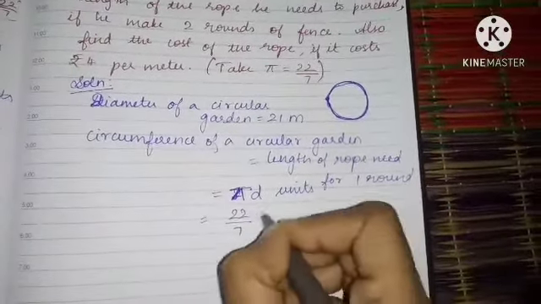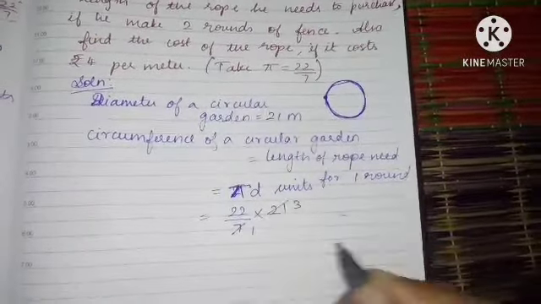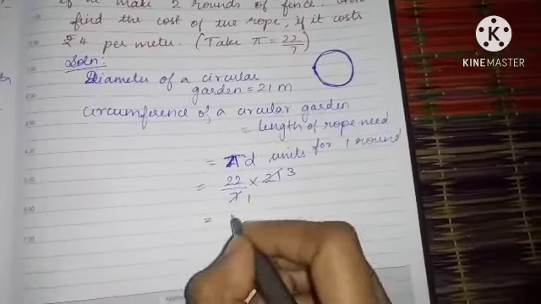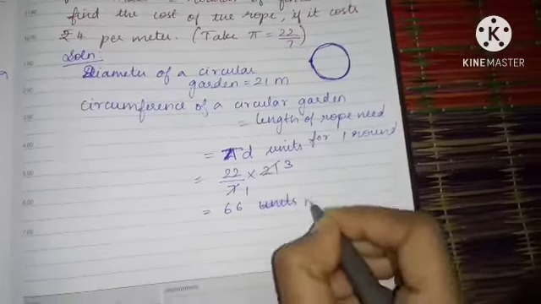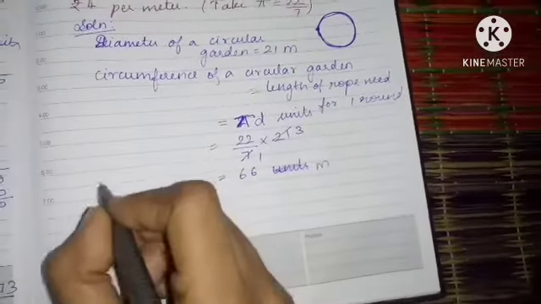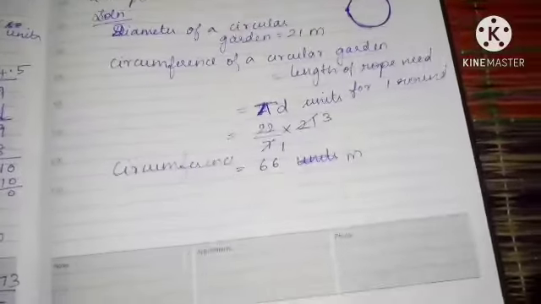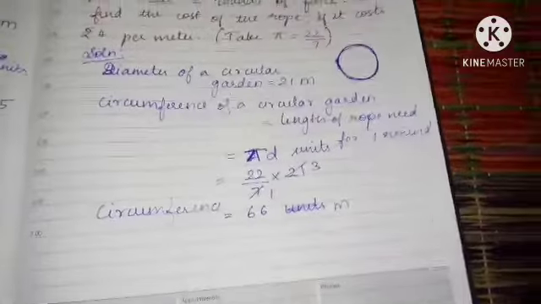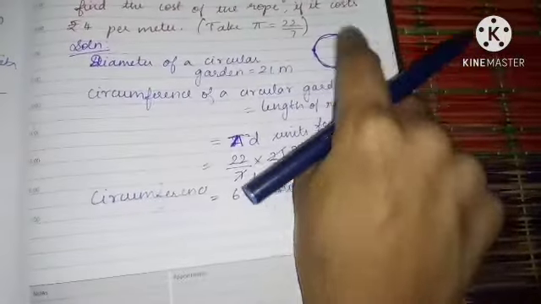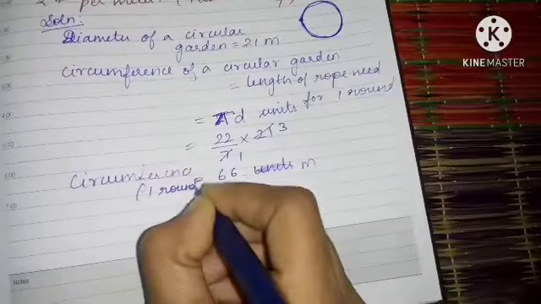Okay, pi, what value they ask us to take? 22 by 7 into diameter, what is the value? 21. 7 ones are 7, 7 threes are 21. 22 into 3 is what? 66 units. Okay, so 66 meter is the circumference. Okay, this is nothing but the circumference of the circle which is needed, circumference of the circular garden. So it is the length of 1 round. So this is for 1 round, correct? This is for 1 round.